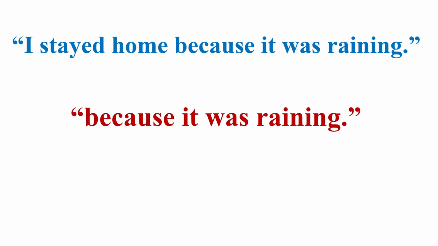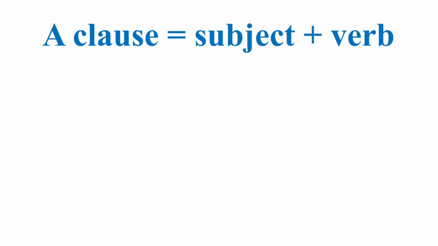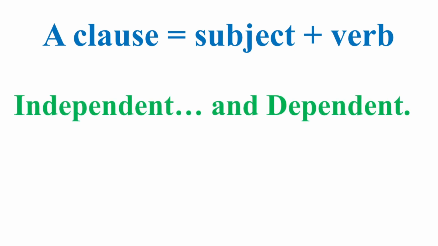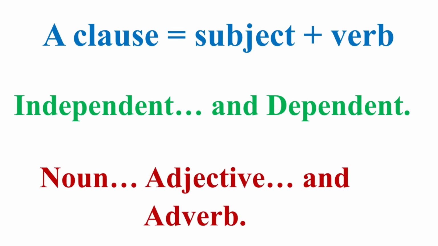Alright? So today we learned about clauses and their different types. Remember this simple idea. A clause equals subject plus verb. There are two main types: independent clause and dependent clause, and three types of dependent clauses: noun, adjective, and adverb. If you understand this well, your English grammar will become much stronger.